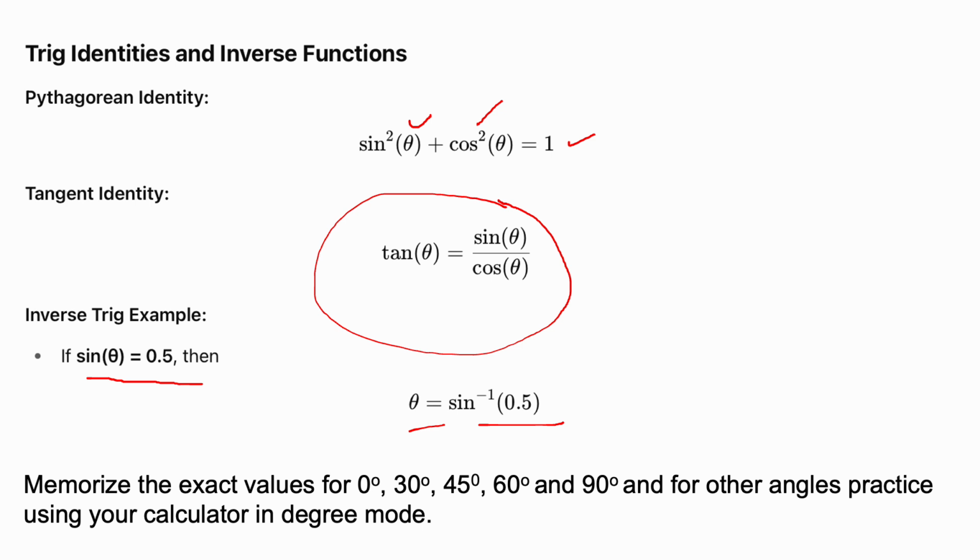To be able to solve this kind of questions, it is important that you memorize the exact values for 0, 30, 45, 60 and 90 from a table which will be on the next slide. And for other angles, you should be very good at using your calculator, especially in degree mode. So, do some practice so that you can quickly use your calculator and get the value of theta in degree mode.